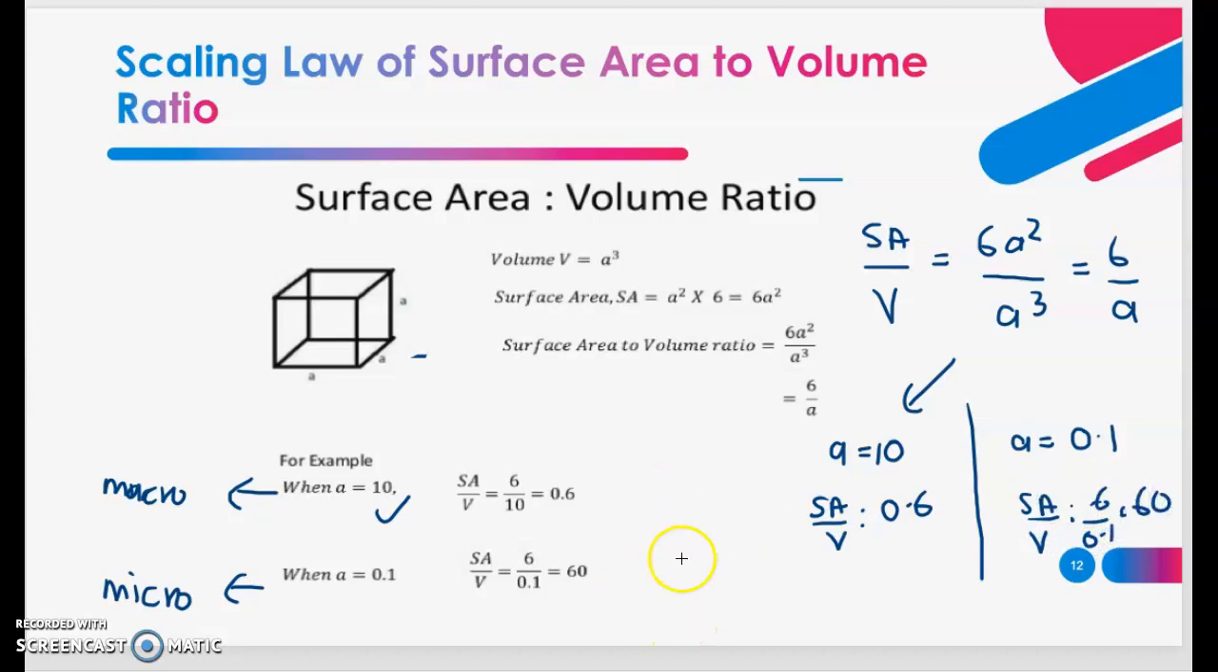So what can we denote here? As the length decreases, meaning it becomes micro scale, right, your surface area to volume ratio will increase. This means that your surface area will be more affected compared to the volume.